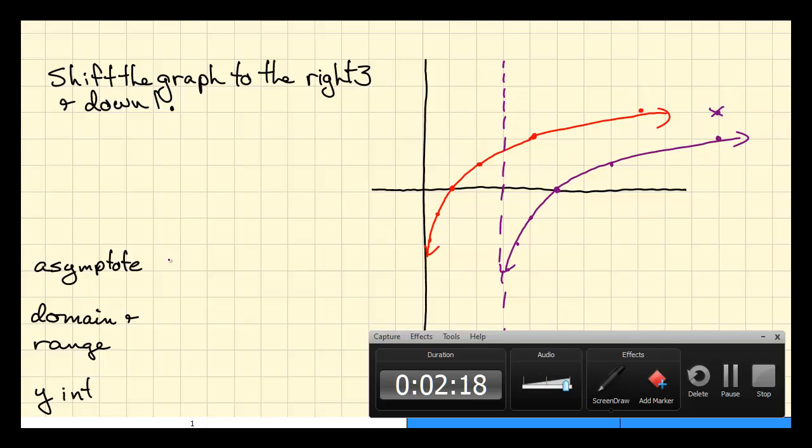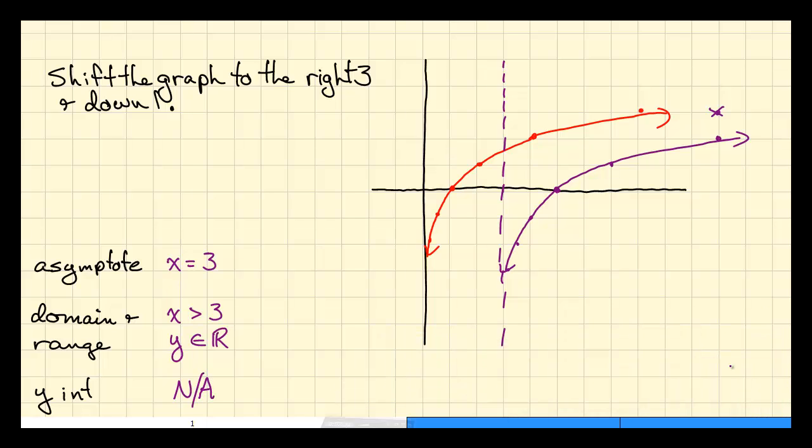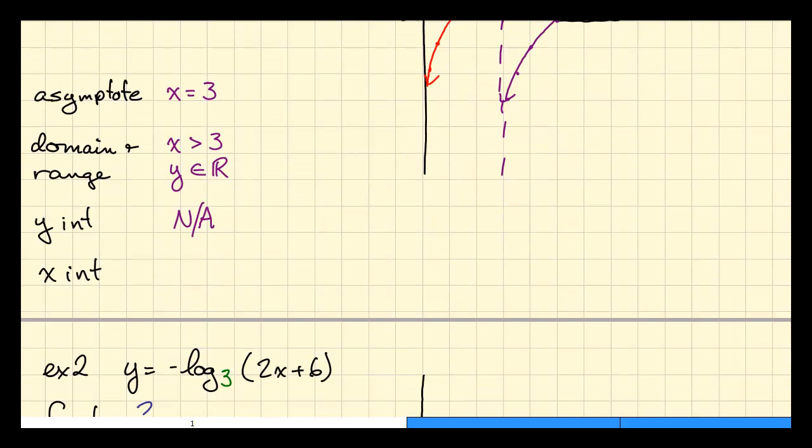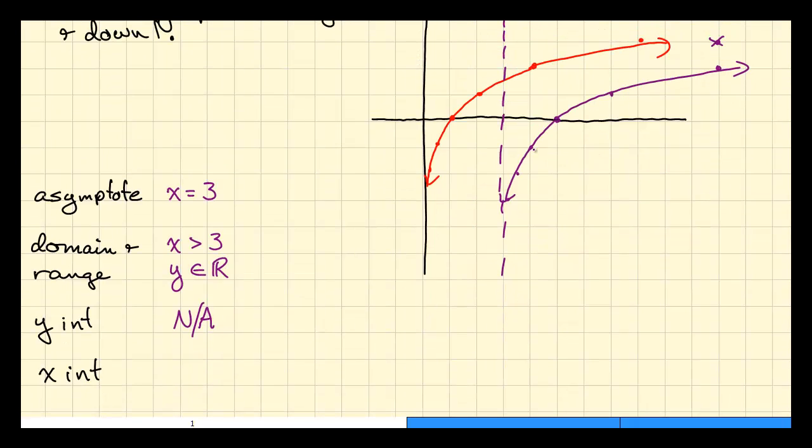My asymptote is at x is equal to 3. My domain is all the values of x that are greater than 3. My range is all real values of y. My y-intercept doesn't exist. It's not applicable. And my x-intercept, I can see here, is at 1, 2, 3, 4, 5. Happened to work out quite nicely. X-intercept was at 5. There we go.